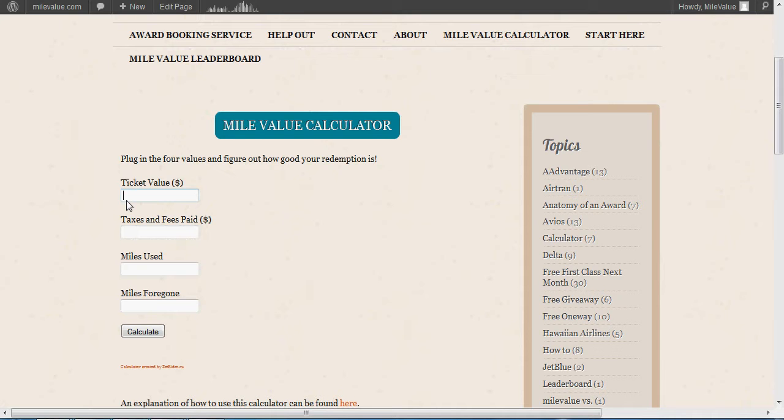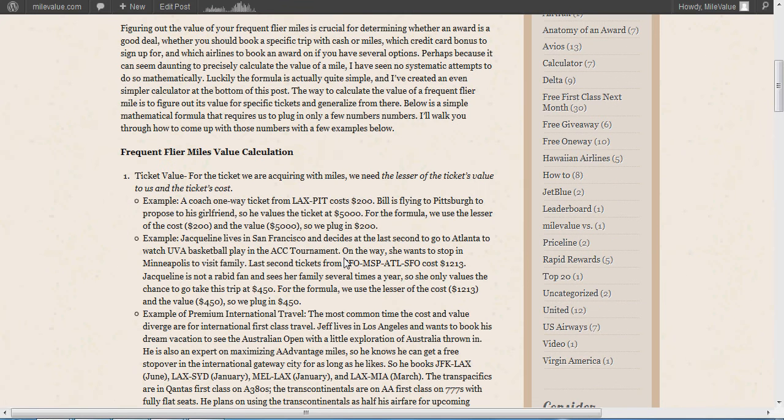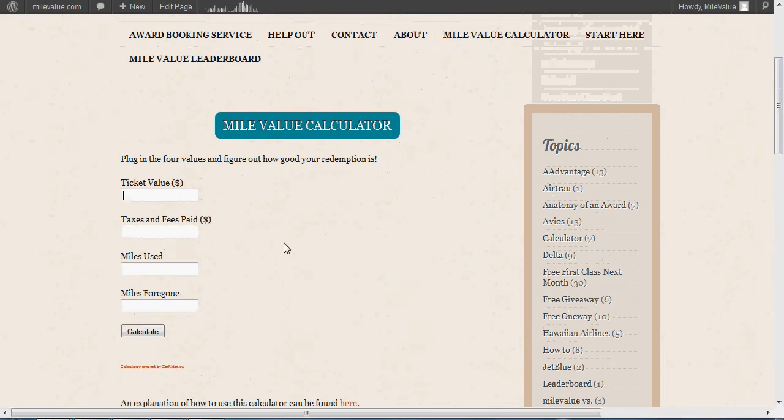A lot of people would like to do that to inflate their cents per mile, but it's intellectually dishonest. So we're going to put the lesser of how much we valued the ticket and how much it's being sold for. In my stylized example, Bill is flying to Pittsburgh to propose to his girlfriend, so he values the ticket at $5,000 because he really wants to get to Pittsburgh to do it. But the ticket's being sold for $200. So the lesser of 200 and 5,000, we're going to plug in 200 as the value of the ticket.